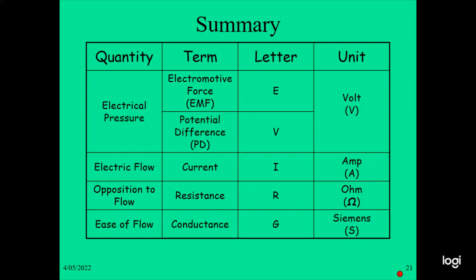So we summarize. The electrical pressure is electromotive force, EMF. Potential difference is PD. The letters are E and V. The unit is the volt. Electrical current flow is current. The letter is I, and the unit is the ampere. Opposition to current flow is resistance, letter R, and the unit is the ohm. The ease of flow is conductance, G, and the unit is the siemens.